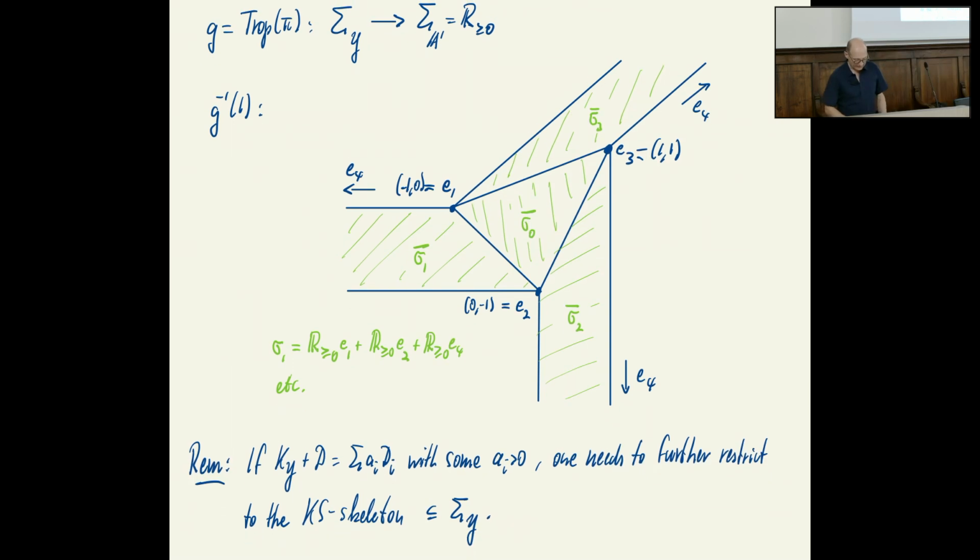In the general case, this is an honest case where it's log Calabi-Yau, so K_Y plus D is 0. If you get some a_i larger than 0, you need to further restrict to a subcomplex called the Kontsevich-Soibelman skeleton in sigma Y. But we don't need this here, so if it speaks to somebody, and I know there's at least one person in this room who probably does, then take this, otherwise just ignore this remark.